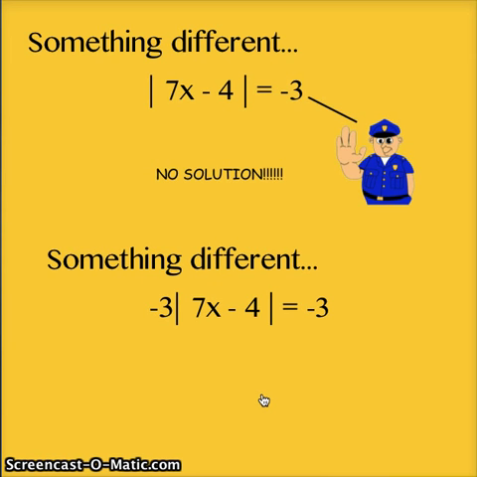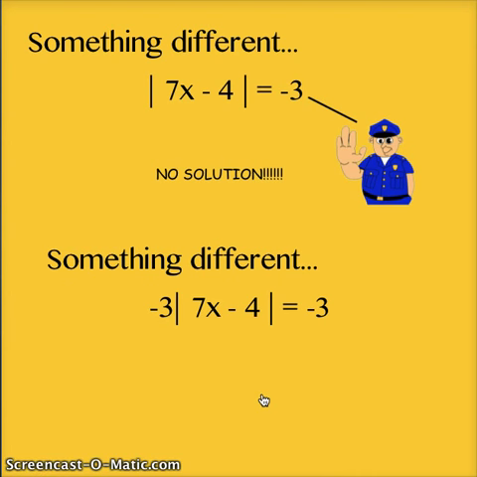Now let's look at something a little different. The absolute value of 7x minus 4 equals negative 3. The absolute value is already isolated, but how can the absolute value equal a negative number? Whatever comes out of absolute value is always positive. So you cannot go further. There is no solution to this problem because nothing would ever get the absolute value and equal negative 3.